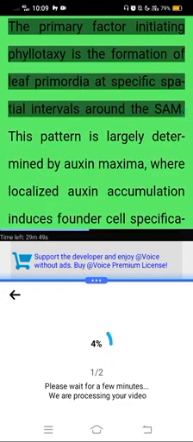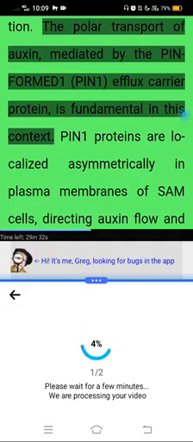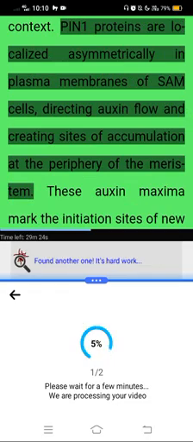The primary factor initiating phyllotaxy is the formation of leaf primordia at specific spatial intervals around the SAM. This pattern is largely determined by auxin maxima, where localized auxin accumulation induces founder cell specification. The polar transport of auxin, mediated by the PIN1 efflux carrier protein, is fundamental in this context. PIN1 proteins are localized asymmetrically in plasma membranes of SAM cells, directing auxin flow and creating sites of accumulation at the periphery of the meristem.